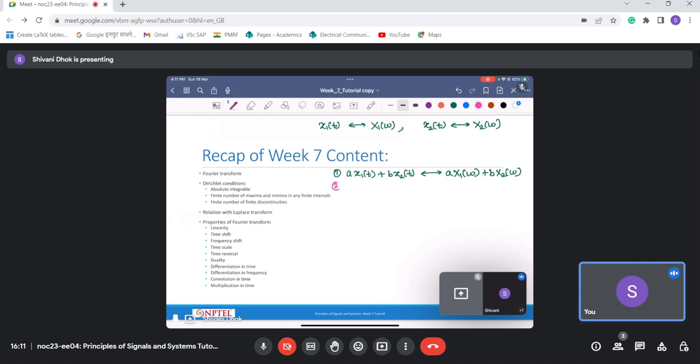Similarly, the time shift property says that if I have a shifted version of a signal, that is x of t minus t naught, then the Fourier transform of this is e power minus j omega t naught x of omega. Then the third one is the dual of this, which says that if I multiply in time domain by some complex exponential, then we will get a shift in frequency domain. This is the frequency shifting property. So for ease, let me just put some arrows here.